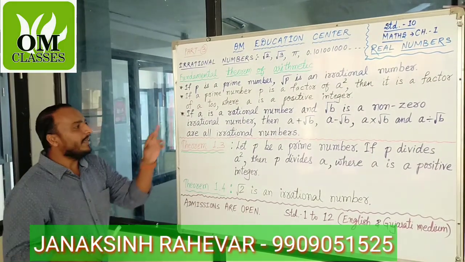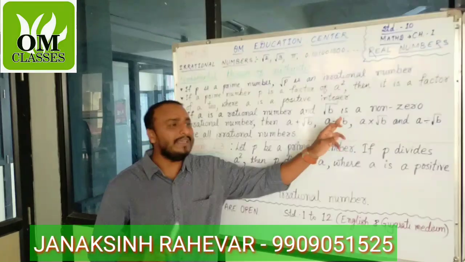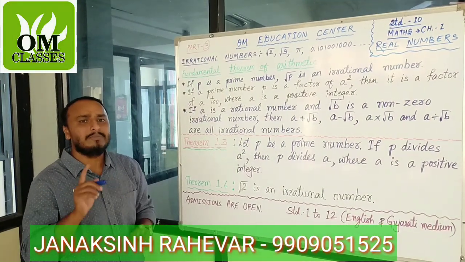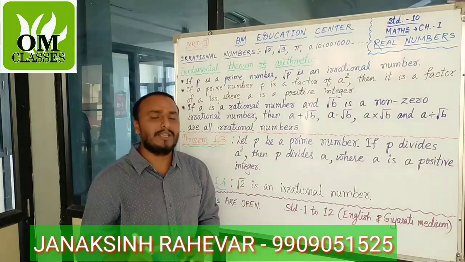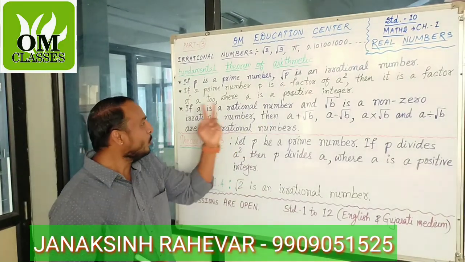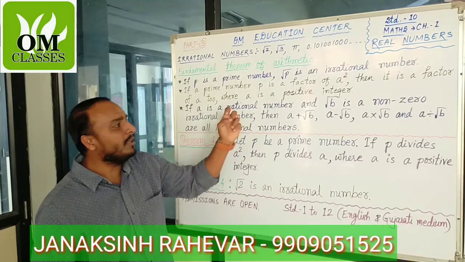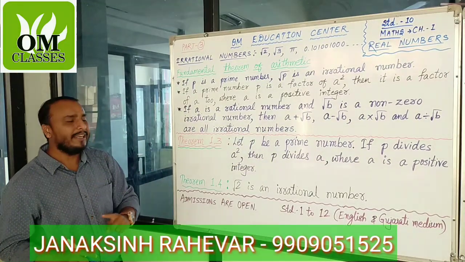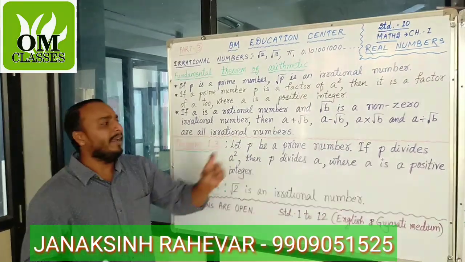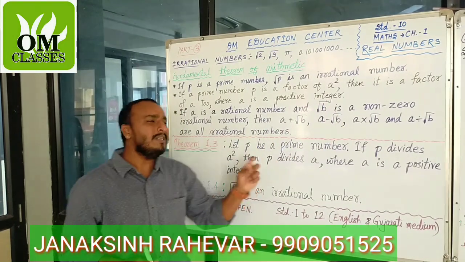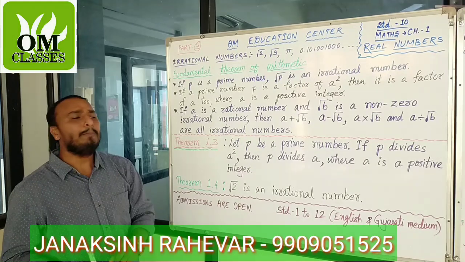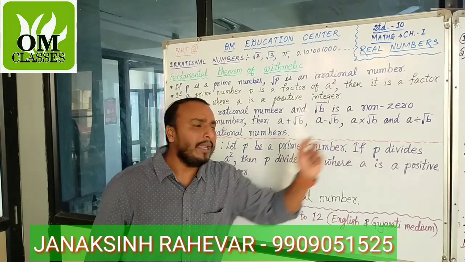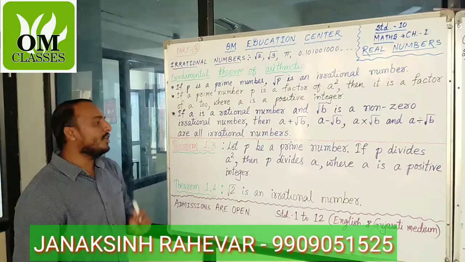Third point, if a is a rational number and root b is a non-zero irrational number, then the four basic operations, addition, subtraction, multiplication and division of these two numbers, that is a rational number and root b a non-zero irrational number, are all irrational numbers. Again I repeat, if a is a rational number and root b is a non-zero irrational number, then a plus root b, a minus root b, a into root b and a divided by root b are all irrational numbers.